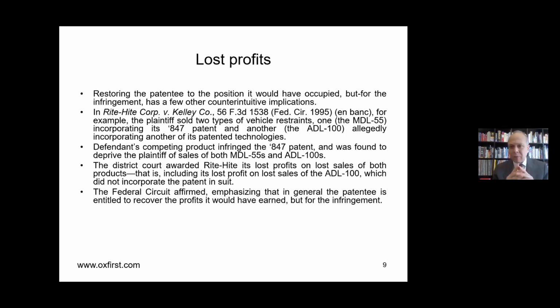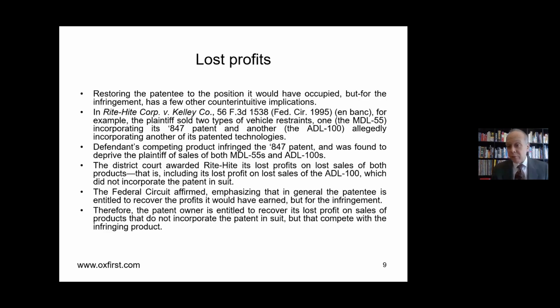But I think this is the correct decision under the application of the but-for principle, because the patent owner would have earned additional sales of the ADL 100 absent the infringement of the 847 patent, and therefore was entitled to recover its lost profits on those lost sales, even though the ADL 100 did not incorporate the patent in suit. And this is the famous case on convoyed sales. That's true, and that is another aspect of it.